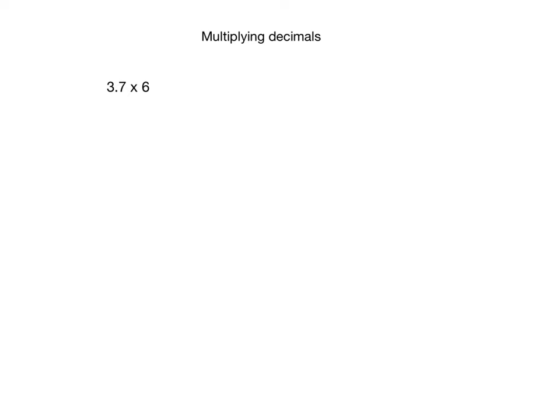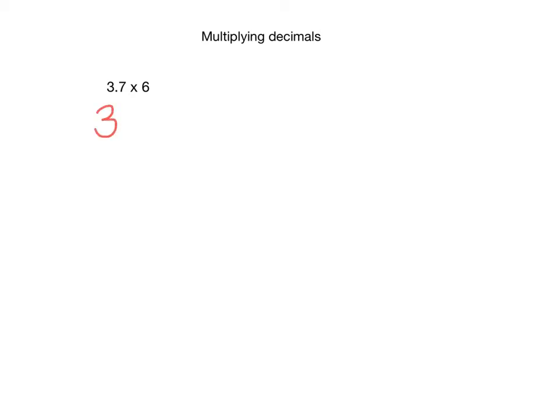Multiplying decimals. There are two skills you need for this. You need to be able to multiply and you need to be able to use place value. So they're your two big ideas you're going to be looking at. So 3.7 times 6. The easiest way you can do this question is by imagining the decimal wasn't there.